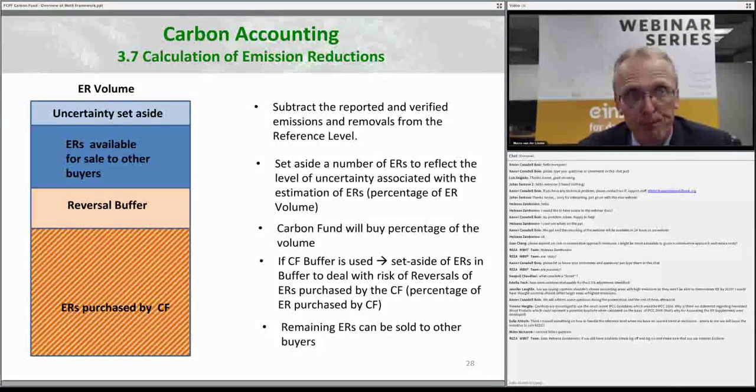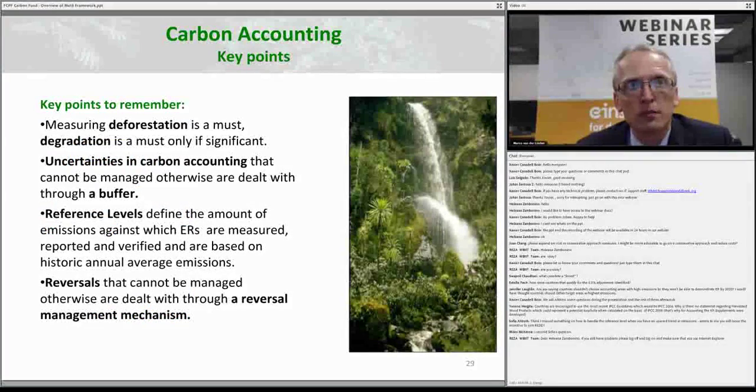So carbon accounting, I know it's a lot of information, but the key points to remember are that deforestation always needs to be included as an activity, degradation if it's significant, and uncertainties need to be dealt with and set aside in the buffer. Reference levels are based on historic annual average emissions, unless you're an HFLD country. And reversals that cannot be managed otherwise are dealt with through a reversal management mechanism.